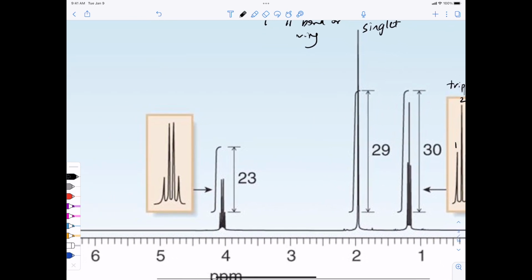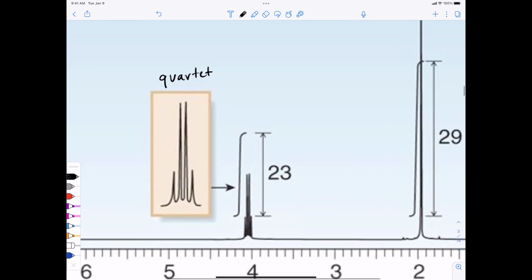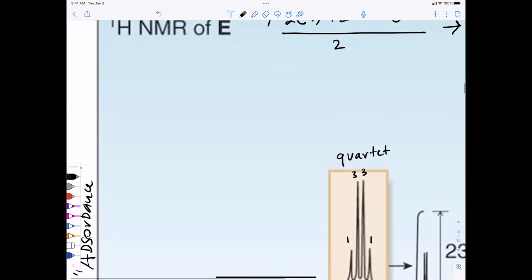Another set of peaks over here at about 4 ppm has another characteristic pattern of 4 peaks, which we will call a quartet. If you take the area under each of those individual peaks, it would have a ratio of 1 to 3 to 3 to 1. That's significant too. For those of you playing along at home that like looking for patterns, you should start to see Pascal's triangle.